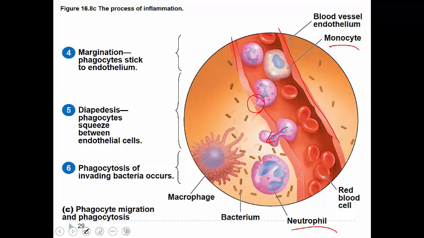So we have margination, where the phagocytes stick to the outside of that vessel. Then the phagocytes actually squeeze between those cells, and they hopefully go and eat the bacteria that's out there.